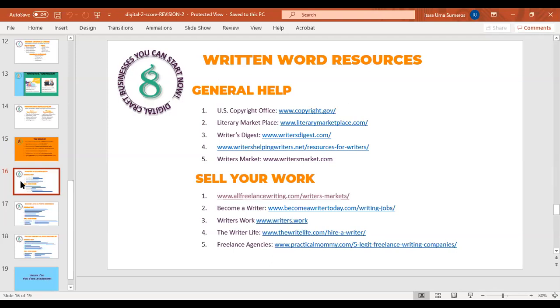When it comes to written word or writer resources, there are so many. I could not begin to list them all. But the most important one is at the top of the list for writers. You absolutely, positively need to go to the copyright office and understand how to protect your work. It's very important whenever you are selling your work for hire that you have a clear clause in your agreement. Make sure you understand what the copyright privilege is.